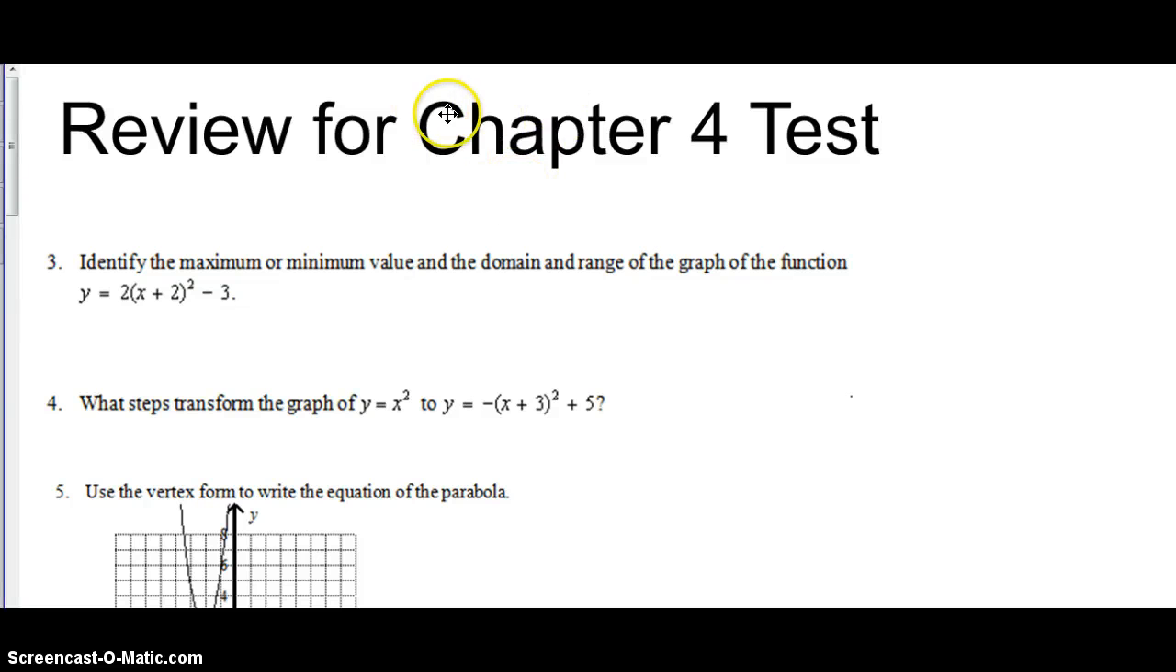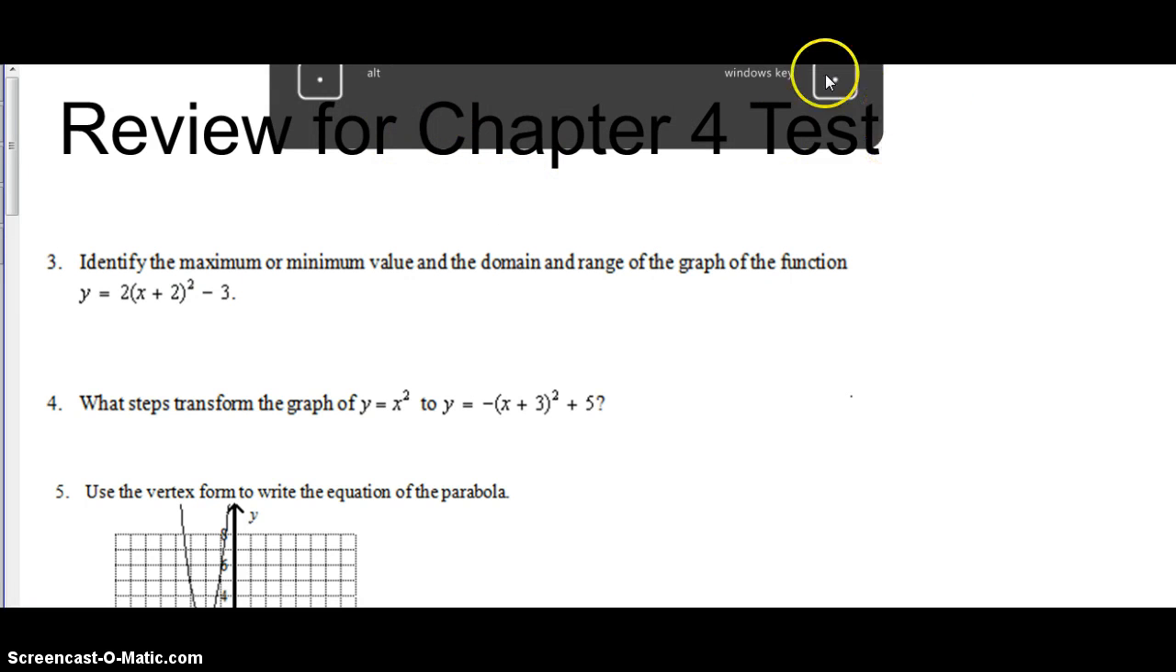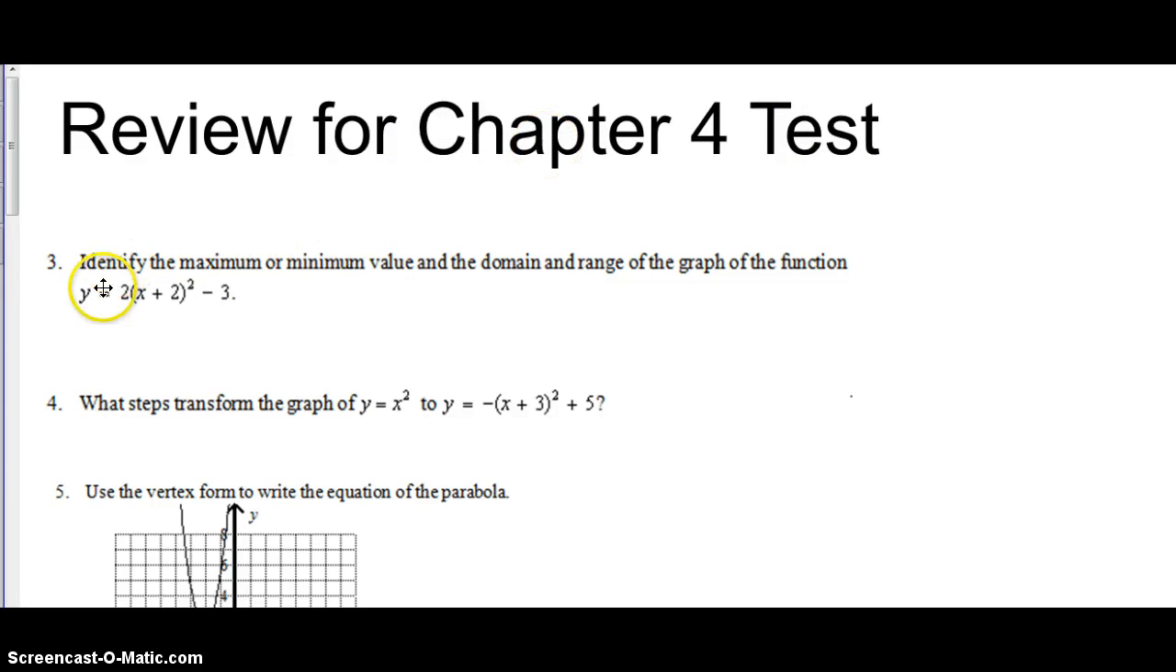Okay, let's review for chapter 4, and let's take a look at number 3. These are some selected problems I think you guys would most likely be interested in knowing. So we need to find the maximum or minimum value, domain and range of this graph of the function. To do that, we're going to obviously need to find the vertex. Remember, that's our h value and our k. So let's go ahead and find out our vertex.